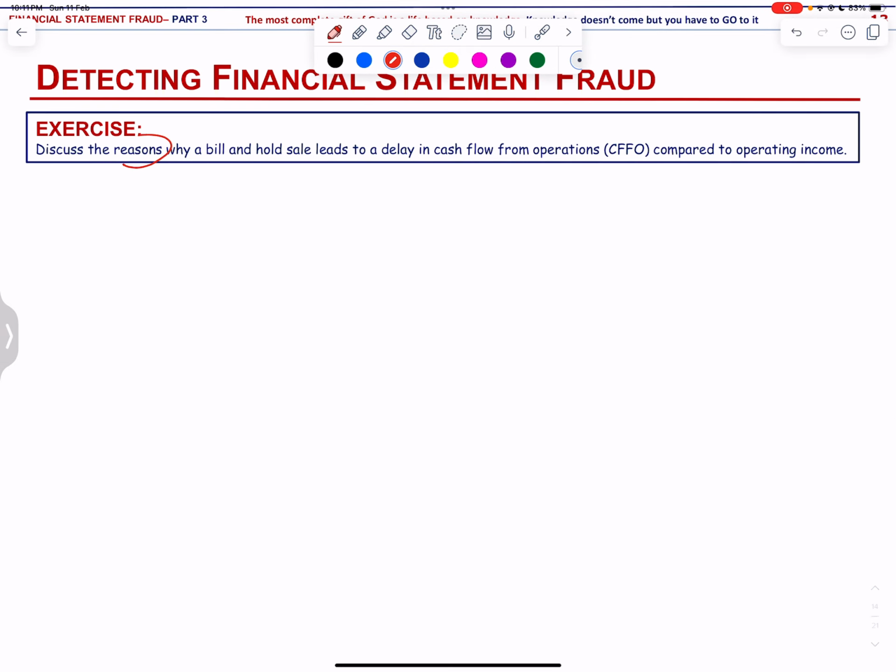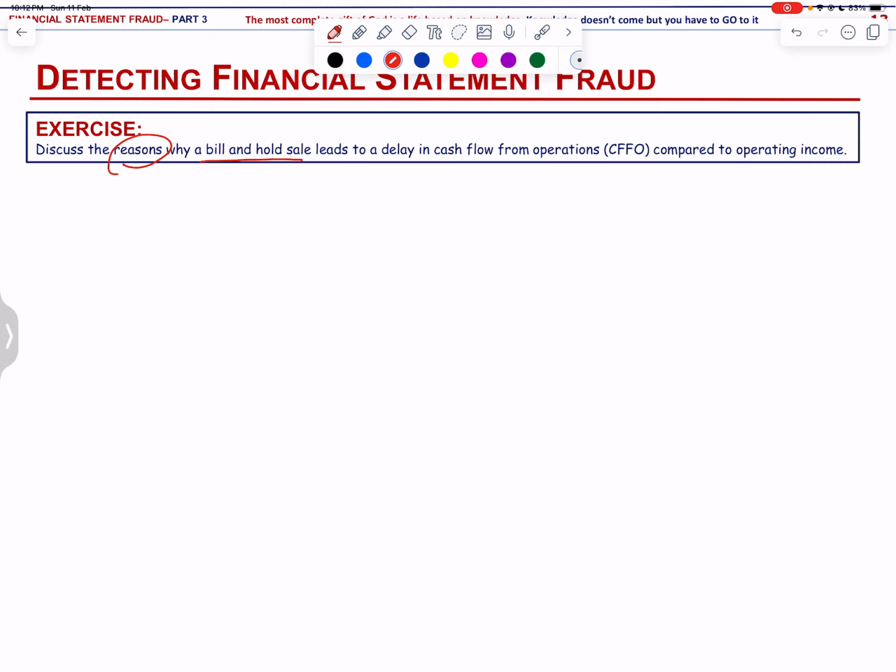Okay, discuss the reasons why a bill and hold sale leads to a delay in cash flow from operations compared to operating income. In bill and hold sales, both the sale and the cost of goods sold are recognized in the current period's income statement, resulting in an increase in operating income if the goods are sold at a markup. However, since the customer pays in a later period, there is no immediate impact on cash flow from operations when the bill and hold sale is recognized.